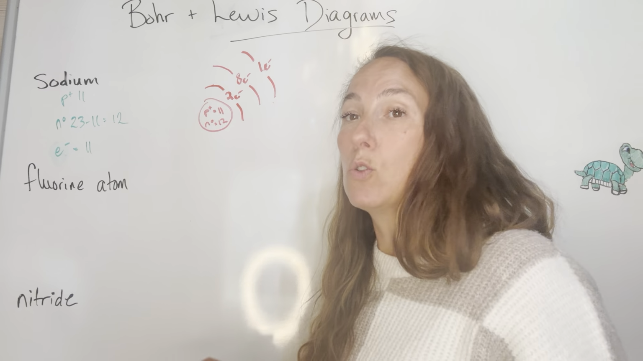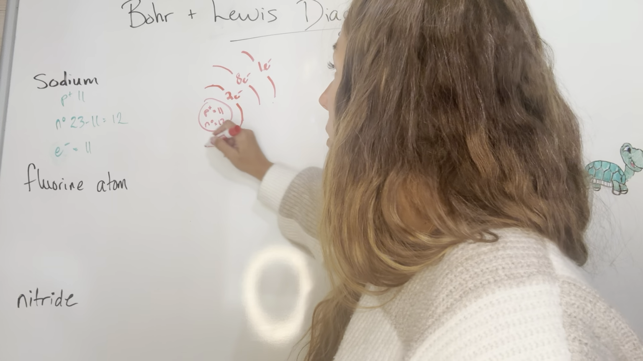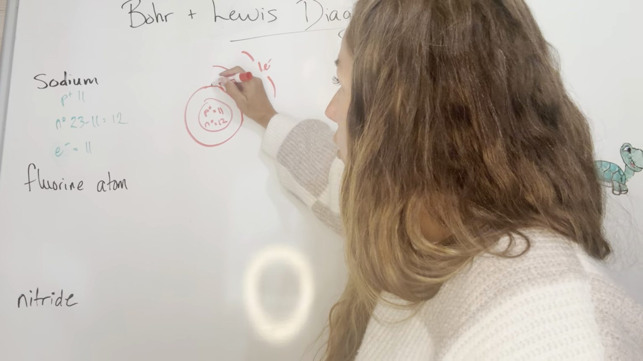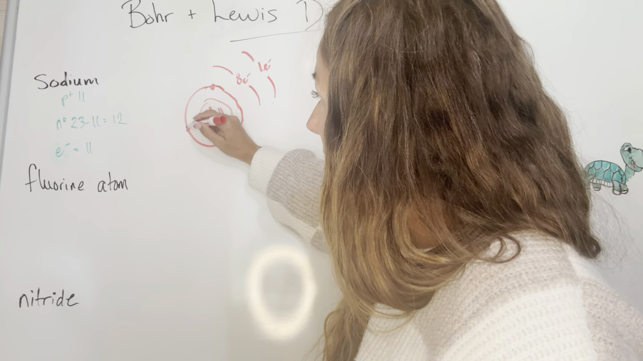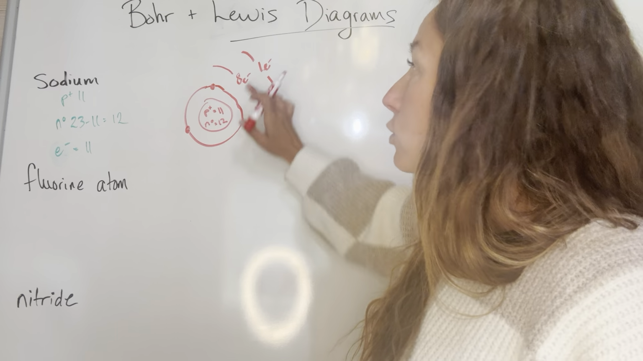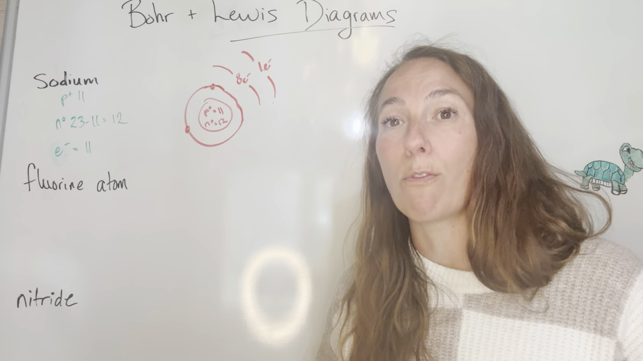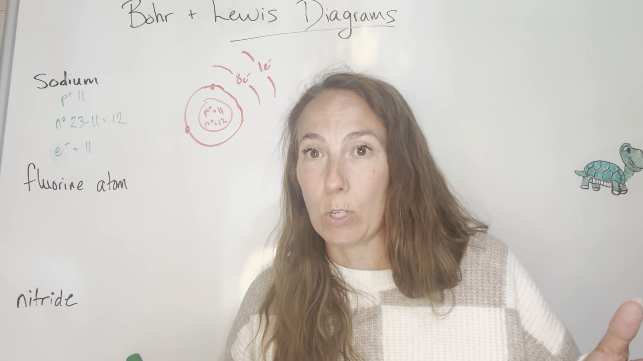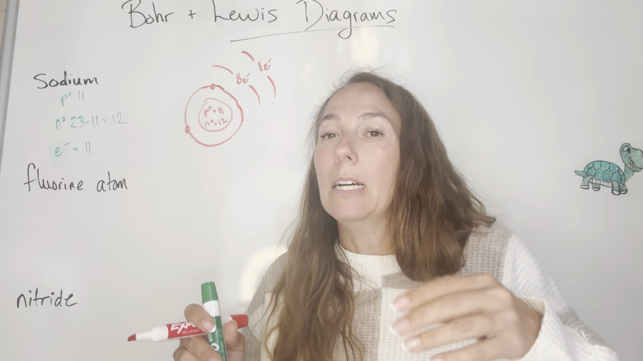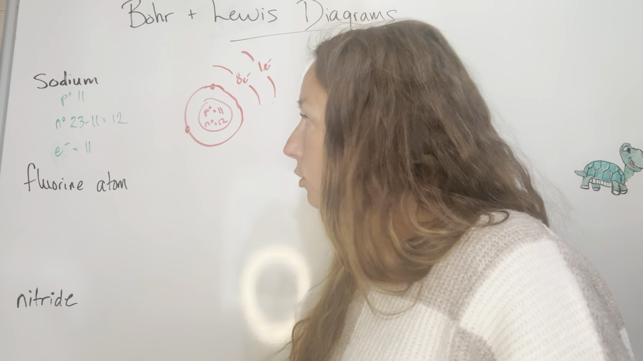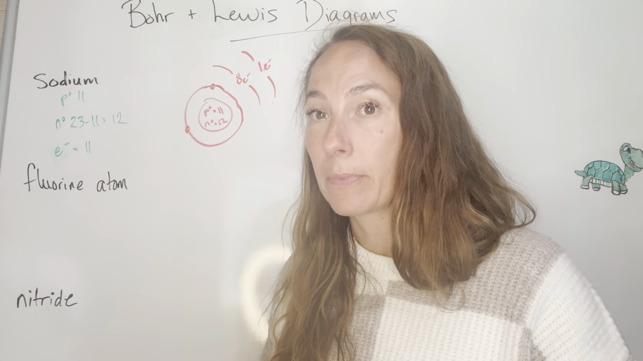Now you can make your rings go all the way around. You can make your 2 electrons 2 dots if you like. That part's up to you. This is sort of a bit of shorthand to help it go faster, because all we're doing here is reminding ourselves about Bohr diagrams, not actually learning about Bohr diagrams. So that's how you do a Bohr diagram for sodium.